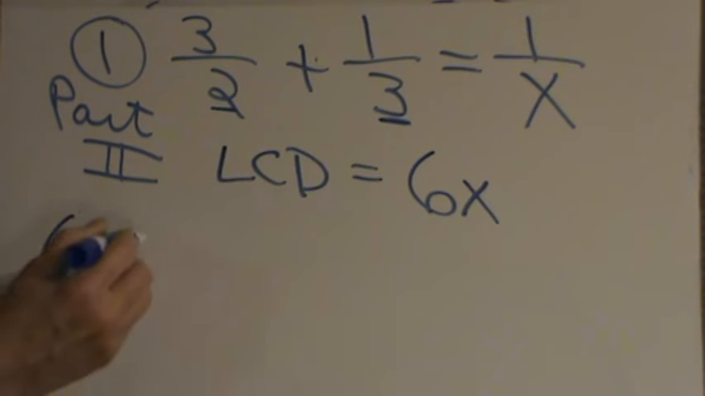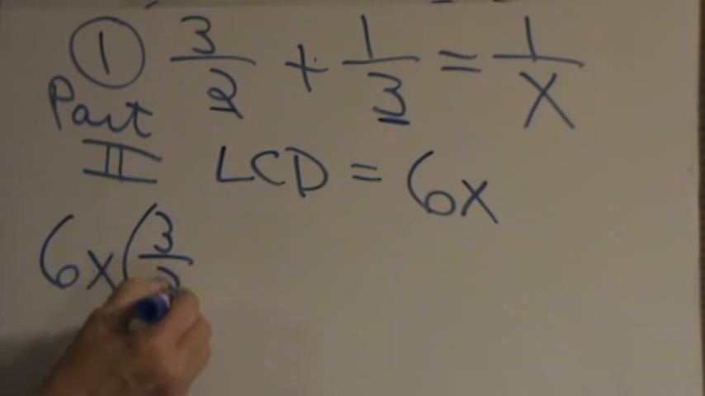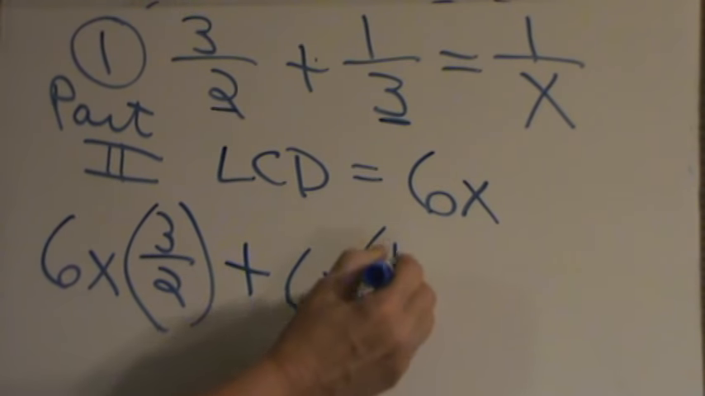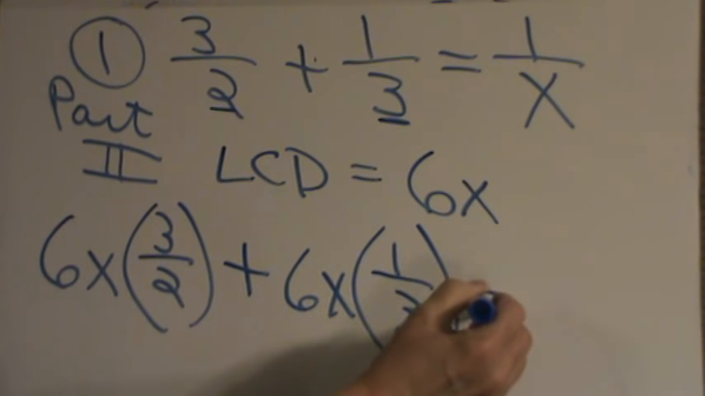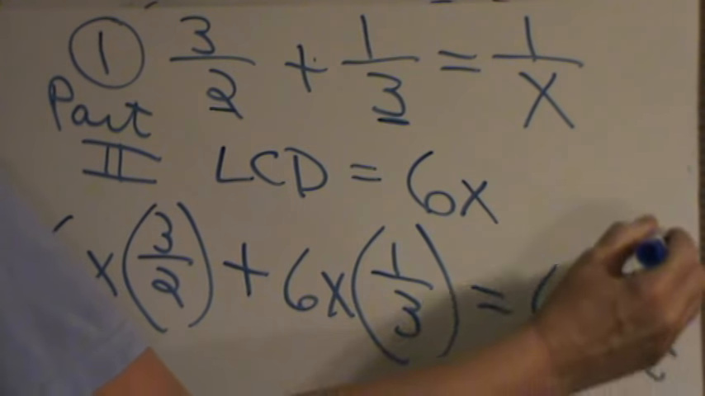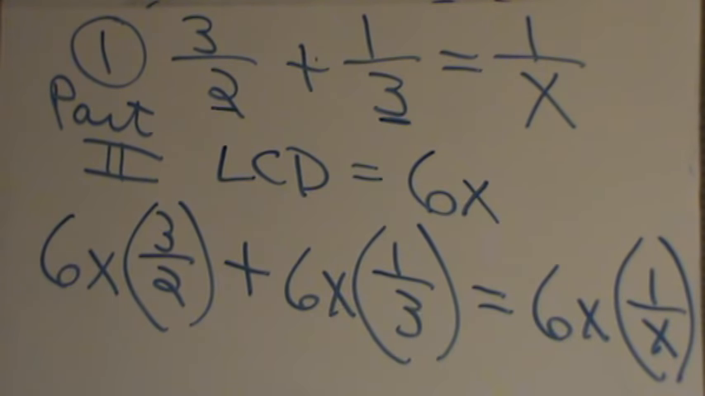Step 2 is multiply each one of these fractions by the least common denominator. So I'm going to multiply 6x by the 3/2. I'm going to multiply 6x times the 1/3. And I'm going to multiply 6x times the 1 over x. If you notice, I'm doing exactly what step 2 tells you to do: multiply each term by the LCD. So I've got the least common denominator out in the front.